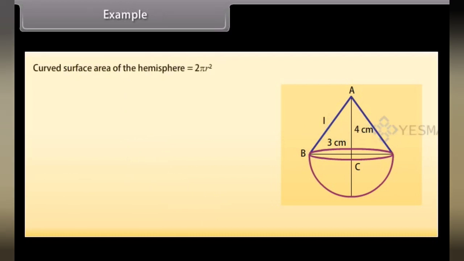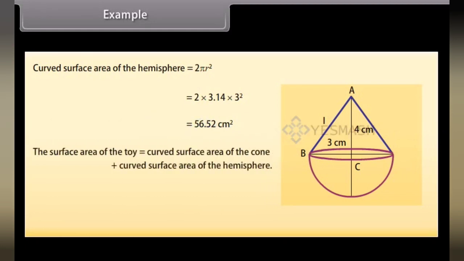Let's now find the curved surface area of the hemisphere, which is equal to 2πr². So we get 2 into 3.14 into 9 is equal to 56.52 cm². Hence, the surface area of the toy is equal to curved surface area of the cone plus curved surface area of the hemisphere. This is equal to 47.1 plus 56.52. This gives 103.62 cm².